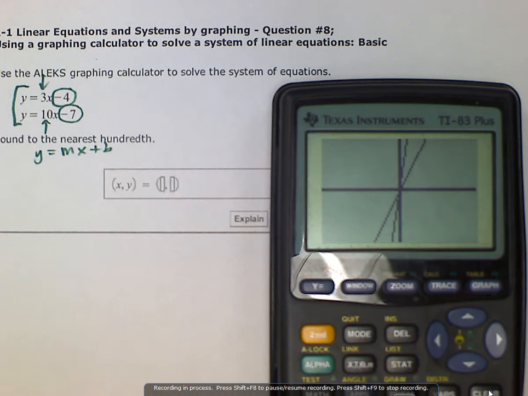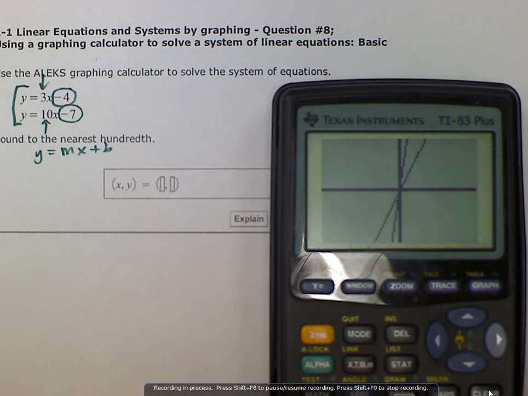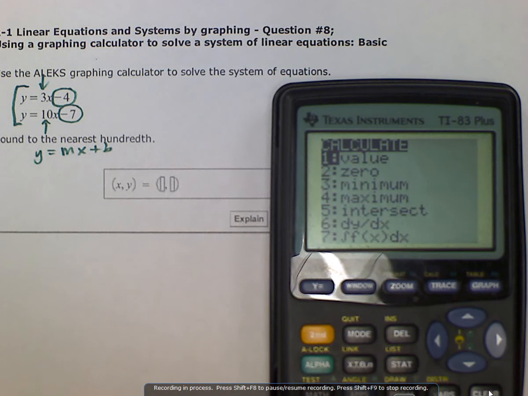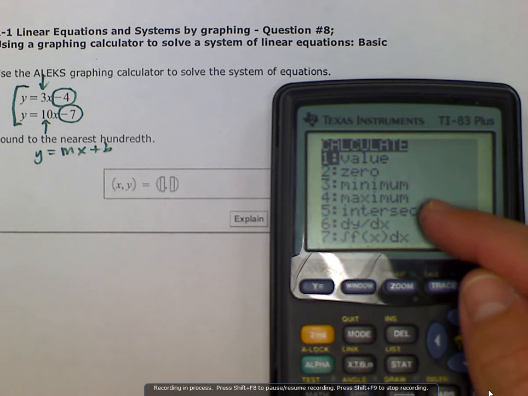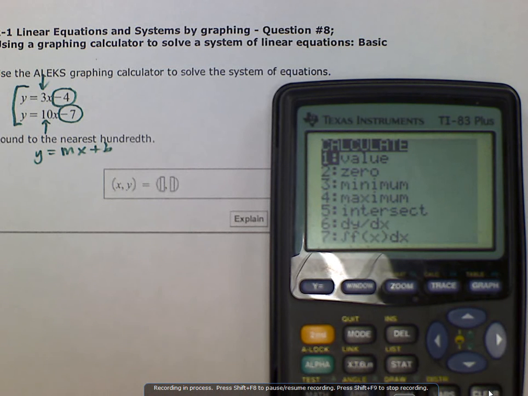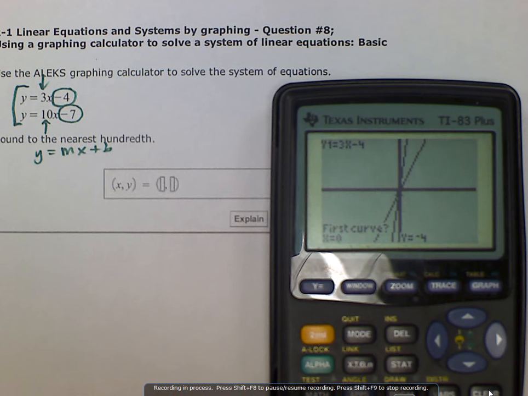Now, in order to be able to know what the intersection is exactly, you can use the following steps. So go ahead and hit the second button and then trace. And that'll bring you to this menu. And we're looking for the intersection, which is 5. So you can hit 5 or you can scroll down to intersection. We hit 5. And then at this point you want to hit enter 3 times. 1, 2, and finally 3.